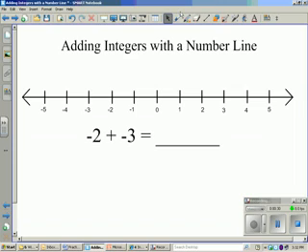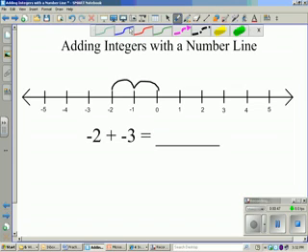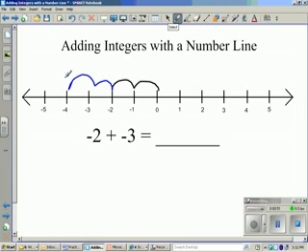So you start at 0 and you go to the left 2 units. Now the next number is a -3, which means you go to the left again, 3 units. So 1, 2, 3. And you can see we end up at a -5 on the number line. So I'll put that answer there, -5.